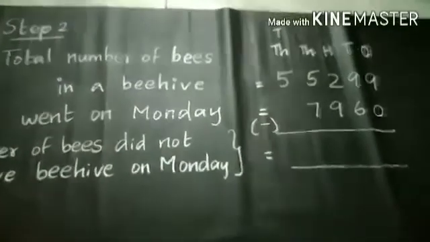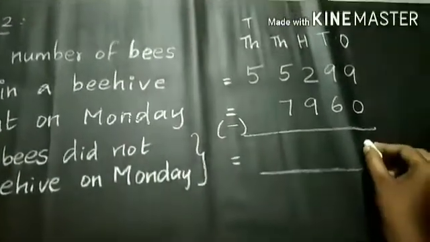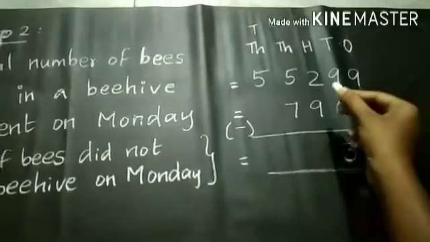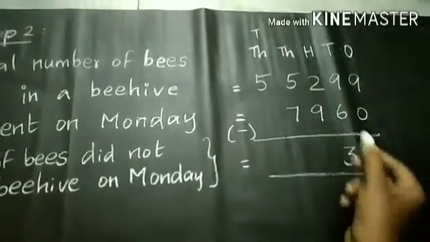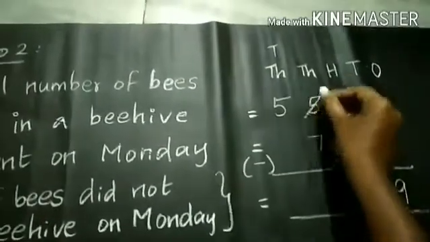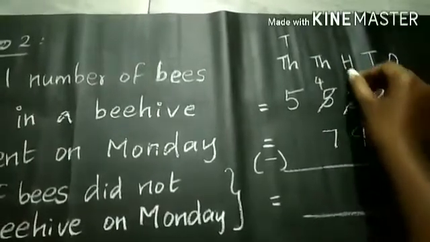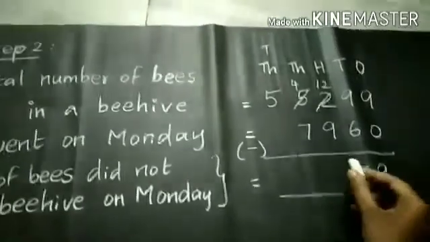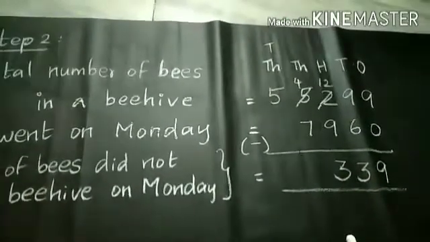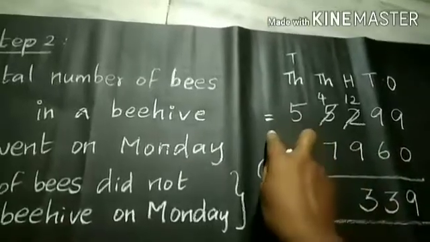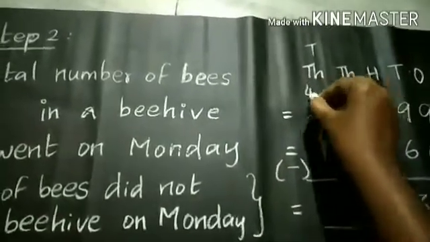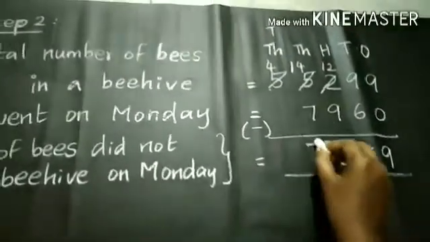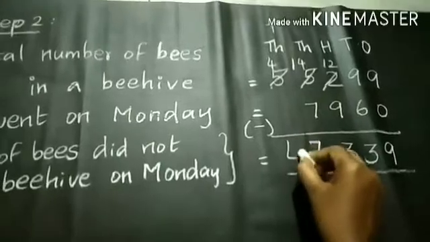Is it clear, children? Yes. Now 9 minus 0 is 9. 9 minus 6 is 3. 2 minus 9 we can't subtract. So borrow from nearby places. Then 5 becomes 4 and 2 becomes 12. Now 12 minus 9 is 3. 4 minus 7 we can't subtract. So borrow from nearby places. 5 becomes 4 and 4 becomes 14. Now 14 minus 7 is 7. 4 minus 0 is 4.